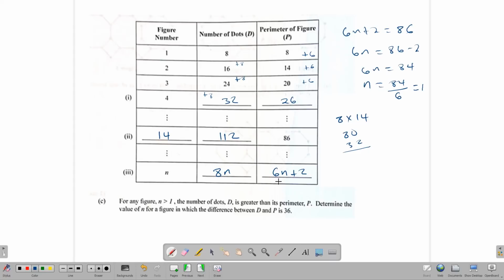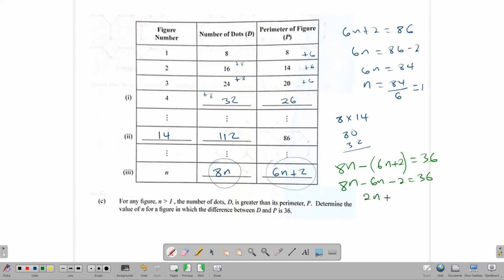So the difference between the dots and the perimeter, this represents the dots, and this represents the perimeter. So we can say, all right then, 8n, let's put that in a different color. So 8n minus whatever number this is. When we do that subtraction, we're going to end up with 36. That's pretty much what it's saying, the difference between the dots and the perimeter. So we have to subtract all of this from that, which means we have 8n minus 6n minus 2 gives us 36. We have an equation to work out.